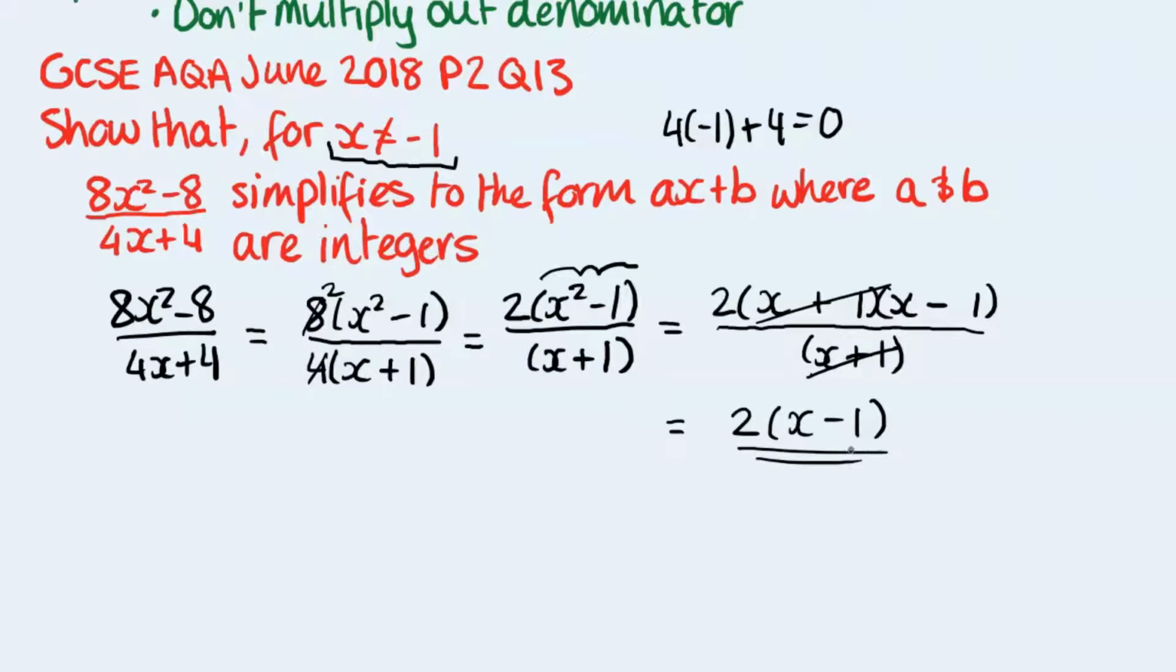You always want to see, can I simplify this more and more. And that's the final answer anyway, as the question explicitly says it will be in the form ax plus b. So if you multiply this out, it will be 2x minus 2. Alright?